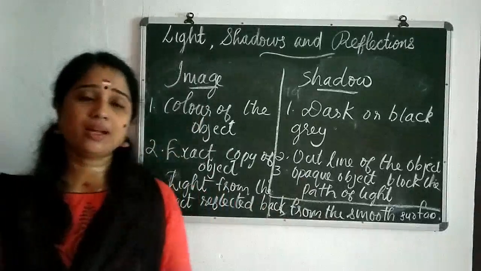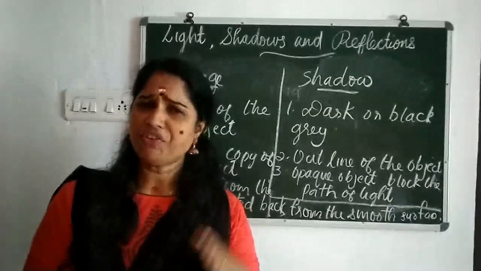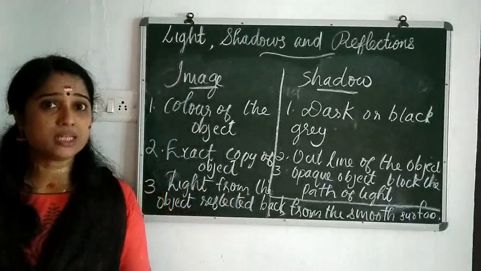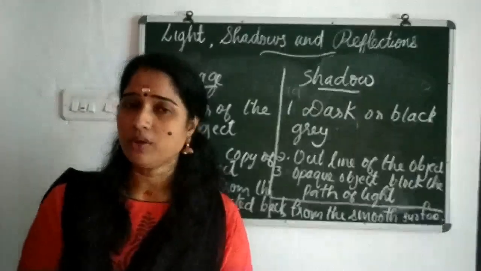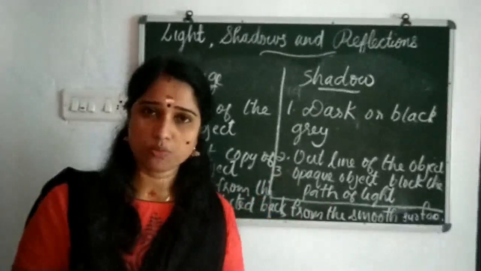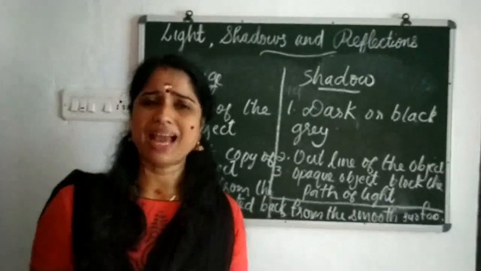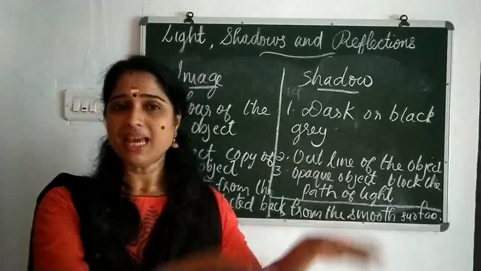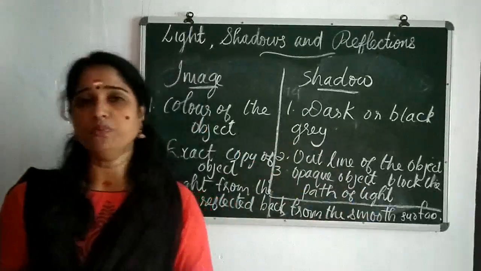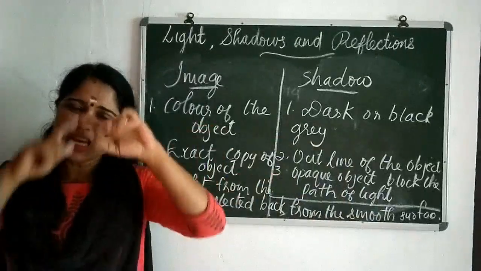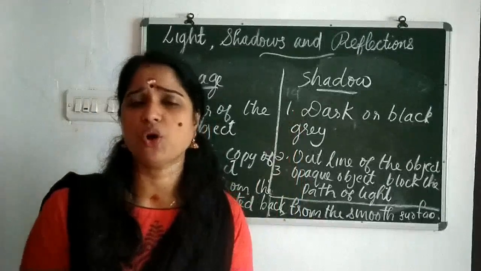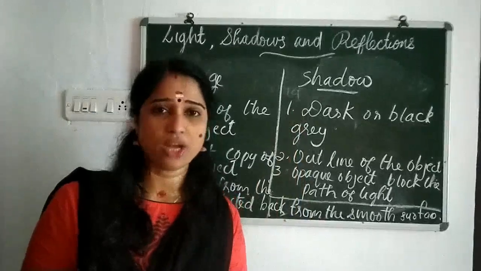Image shows the color of the object. Very important question for the examination: differences between image and the shadow. Image shows the color of the object. Shadow is always black or dark or grey in color. Second difference, image is an exact copy of the object. Shadow just gives the outline of how it looks. Just an outline of the object only can be understood from the shadow.